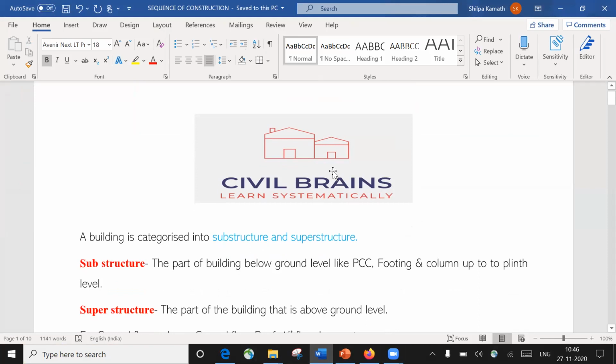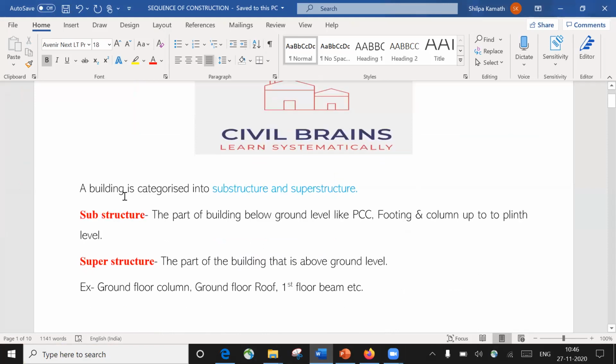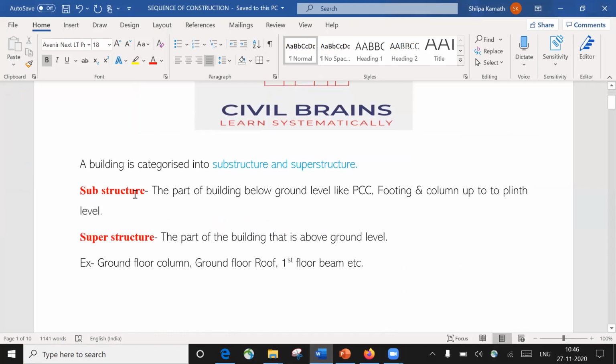So we know that a building is categorized into substructure and superstructure. What do you mean by substructure? It's a part of a building below the ground level, like let us say PCC, or footing and column up to the plinth level. All these are called substructure. Next, what is superstructure? It's a part of a building that is above the ground level. For example, if I want to construct a ground floor column, or first floor beam or first floor slab, all these things are above the ground level, or we can say above the plinth level. That is why all these things are called superstructure.